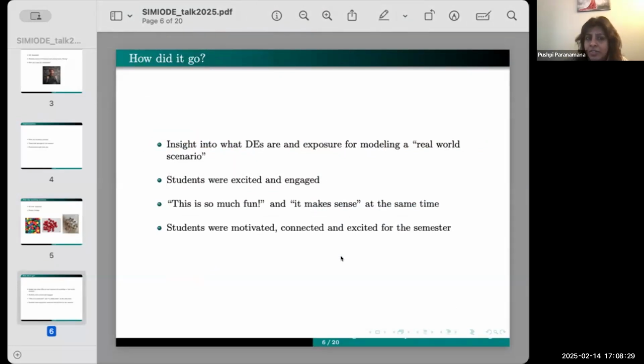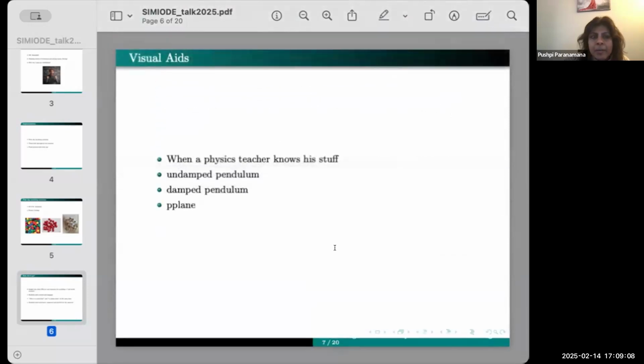It gave an insight into differential equations and also exposure to modeling. Some students were really inspired by these real world scenarios, and Isa was one of them. She wanted to do research and read more papers with me in differential equations. So I felt happy. I felt like I was successful in showing the beauty of the subject. Students were excited, and also they were connected. From the first day onwards, they got connected with each other. So it was a fun semester.